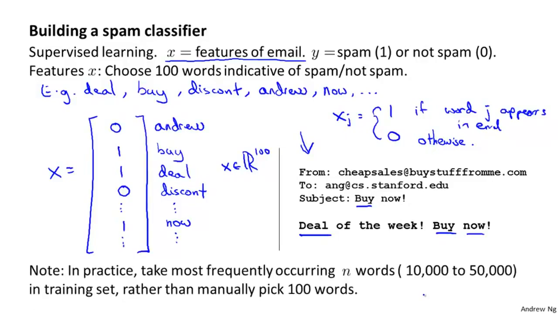By the way, even though I described this process as manually picking 100 words, in practice what's most commonly done is to look through a training set and pick the most frequently occurring n words, where n is usually between 10,000 and 50,000, and use those as your features. So rather than manually picking 100 words, you look through the training examples and pick the most frequently occurring words, like 10,000 to 50,000 words, and those form the features that you're going to use to represent your email for spam classification.